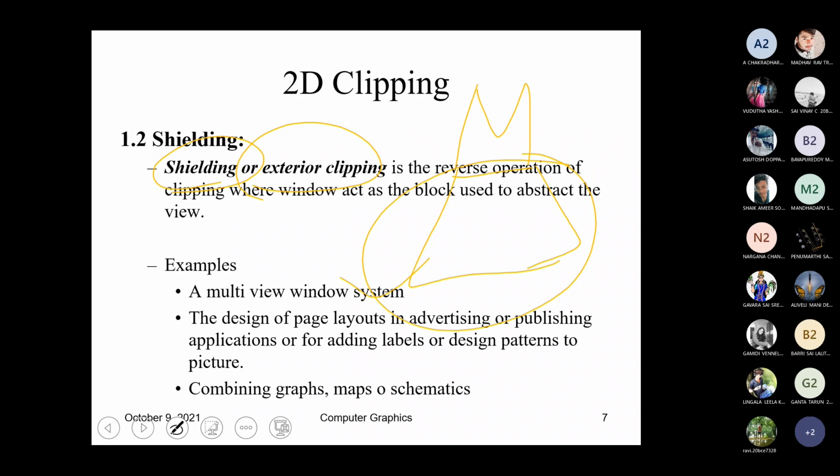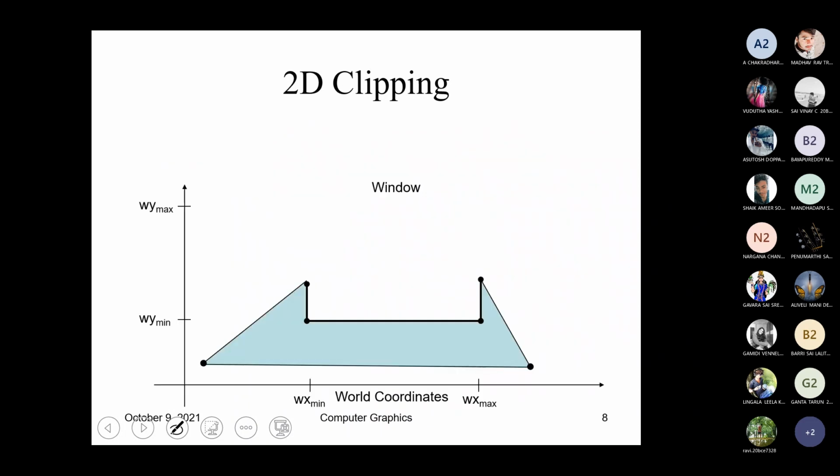Not only that, it is used where we design page layouts for advertisements, publish applications, add labels, or design patterns. You will use this type of clipping there. This is the way you will be using it. Before, you had the image like this, right? Under shielding, you will be able to display only this portion. If it was normal clipping, you would be able to see only this portion. Clear now?